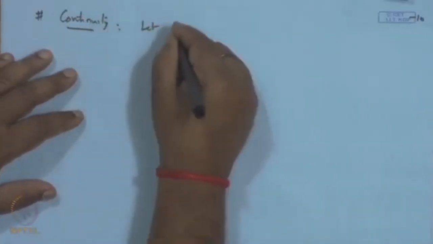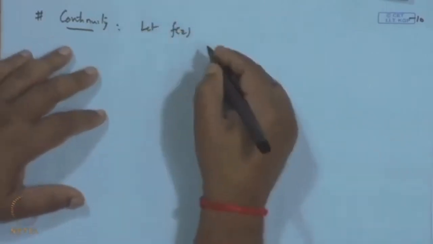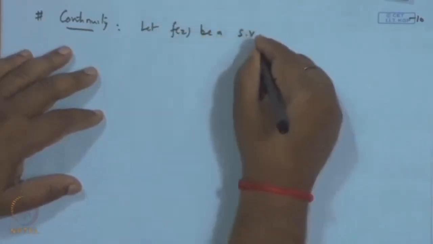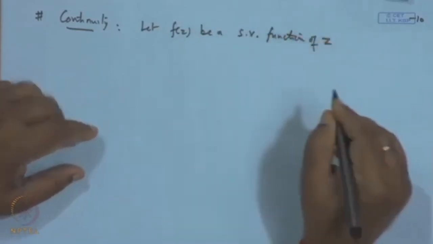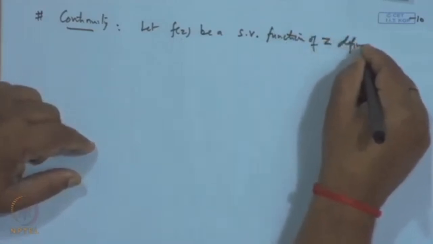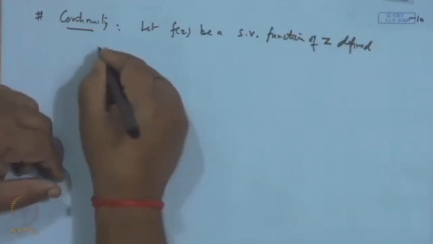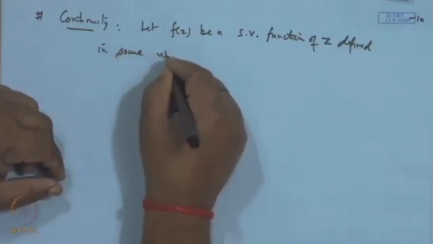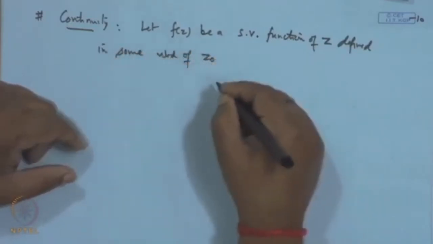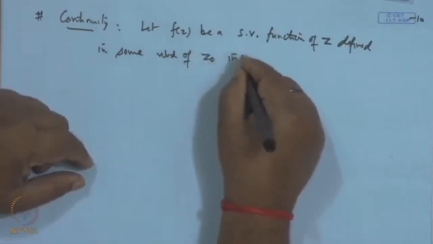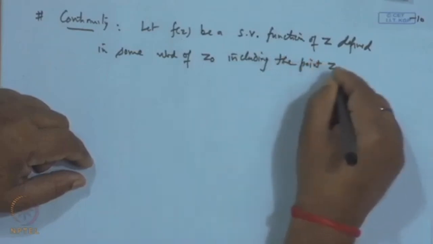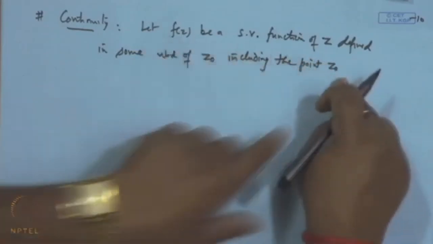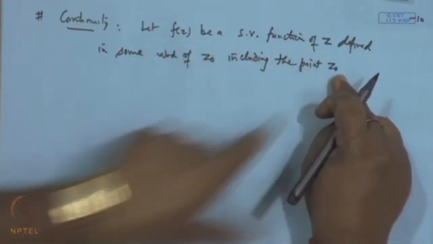Continuity. Let f(z) be a single valued function of z defined in some neighborhood of z naught, including the point z naught. Here, in the case of continuity, it is a must that the function must be defined at the point z naught.